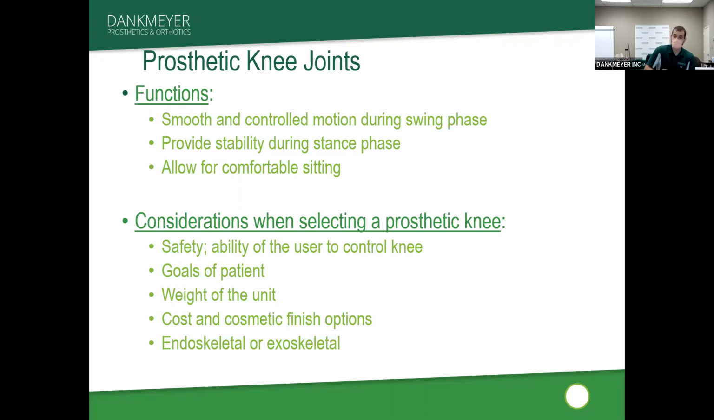But another thing we have to consider is the overall weight of the knee unit. Transfemoral prostheses are heavier, and a lot of that weight does come directly from the knee, especially when you get into talking fluid controlled knees, hydraulic knees. A lot of that weight is coming from fluid in the knee. And we also have to consider how we will be able to cosmetically finish this knee if they so decide.